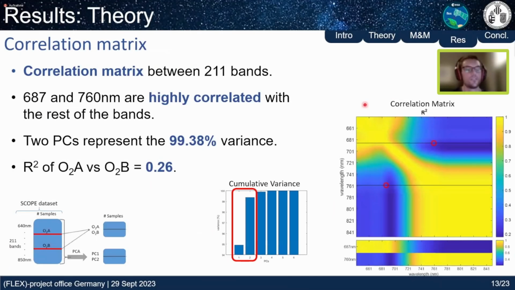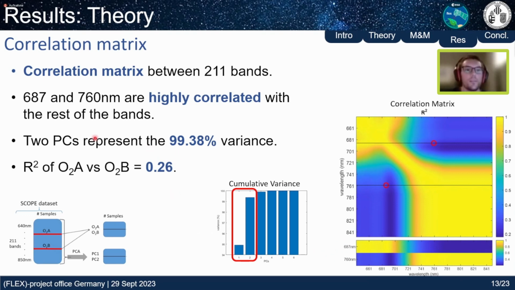And also now let's talk about the results. First of all, we evaluated the lookup table dataset, all the spectra, with a correlation matrix between the 211 bands, and we obtained this matrix. We obtained that most of the bands are highly correlated with the rest of the bands. And curiously, we obtained that band A and B are highly correlated. Band B is highly correlated with the first part of the bands, and band A is highly correlated with the second part of the rest of the bands. So finally, with only these two bands, we have a very good correlation with the rest of the bands.